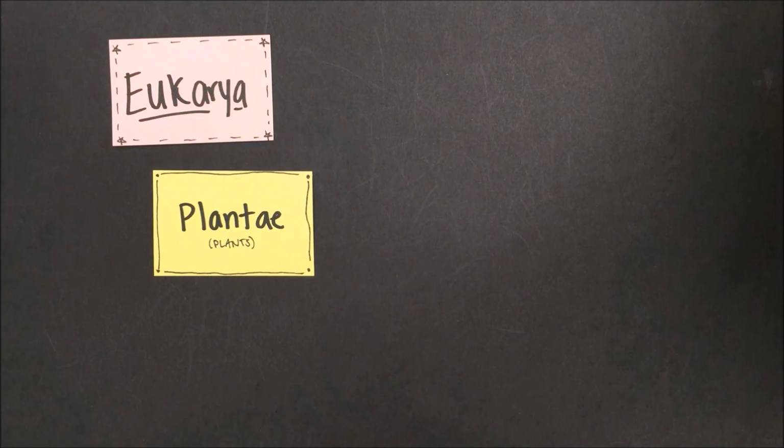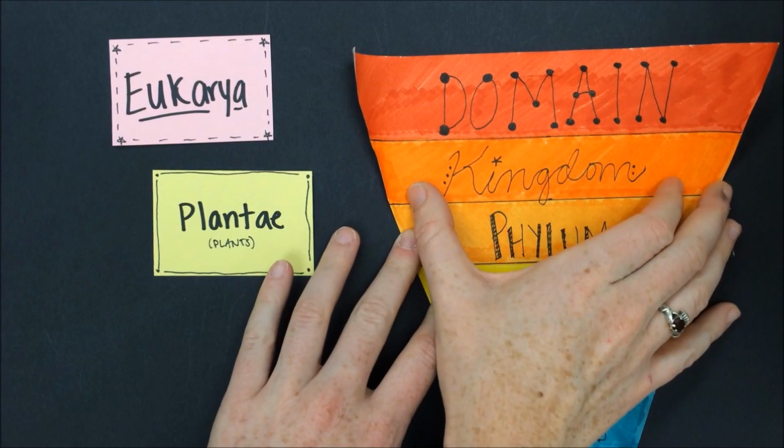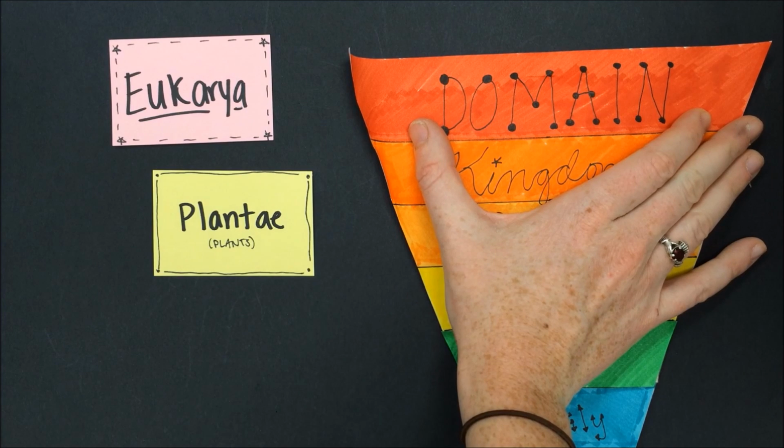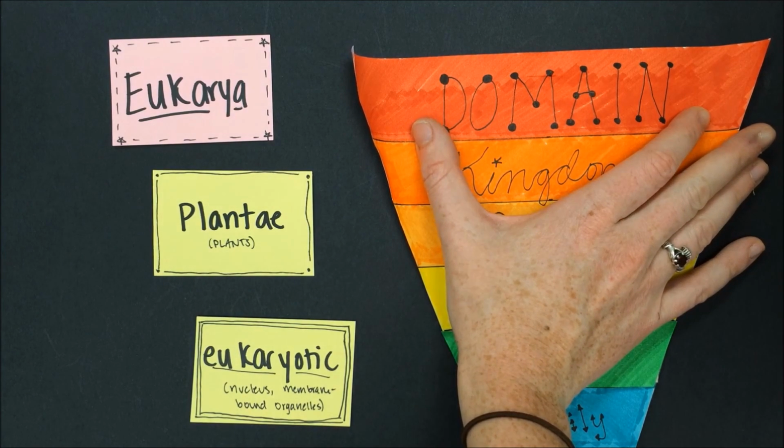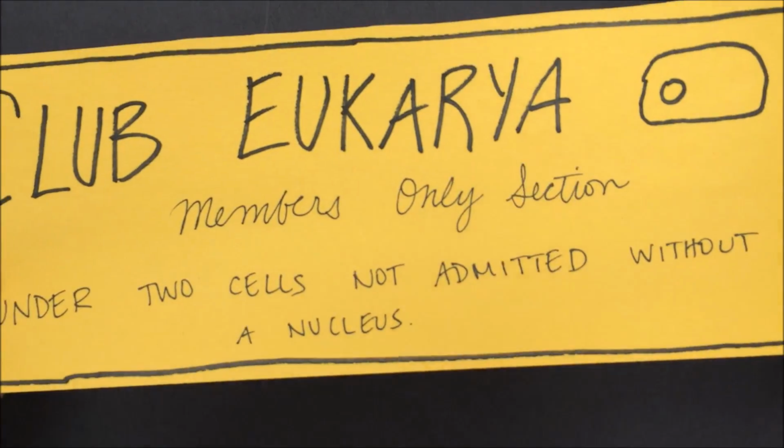Now let's talk about the kingdom Plantae, or plants, in the domain Eukarya. Because the kingdom Plantae is in the domain Eukarya, that means that all of its cells are eukaryotic, meaning that they contain a nucleus and membrane-bound organelles.